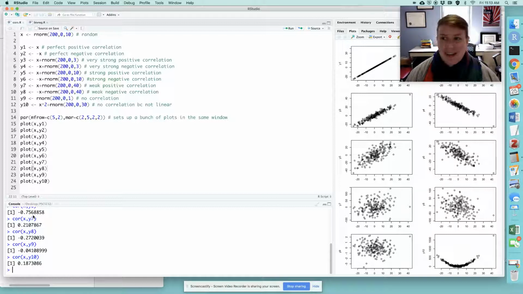And that's all I have to say about correlation. Again, positive versus negative, weak versus strong, always linear. The end.